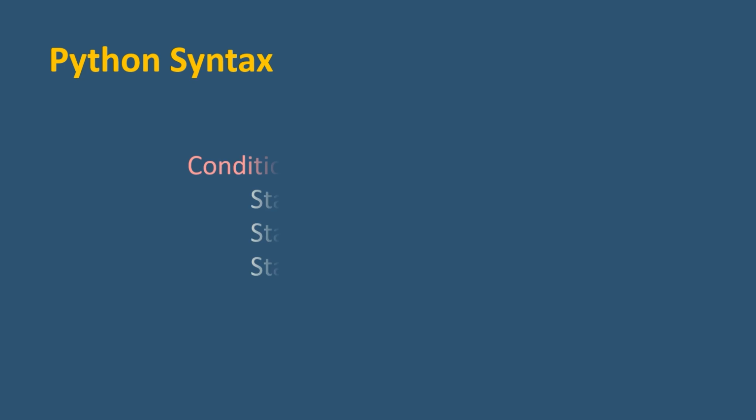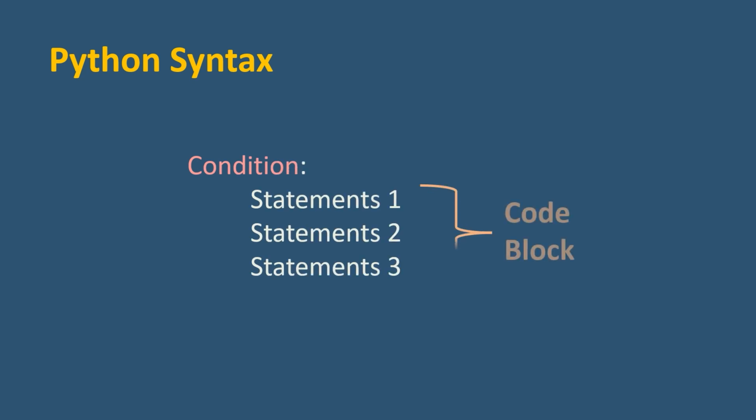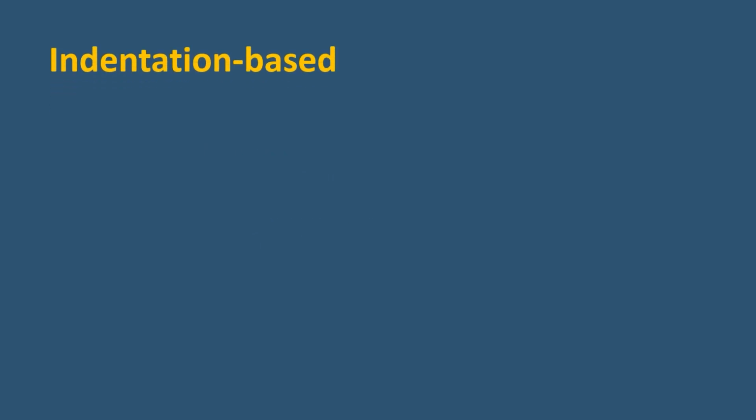So, what exactly is a code block? A code block is a set of programming instructions that are grouped together and executed as a unit. In Python, code blocks are defined by their indentation level, typically a tab or 4 spaces.